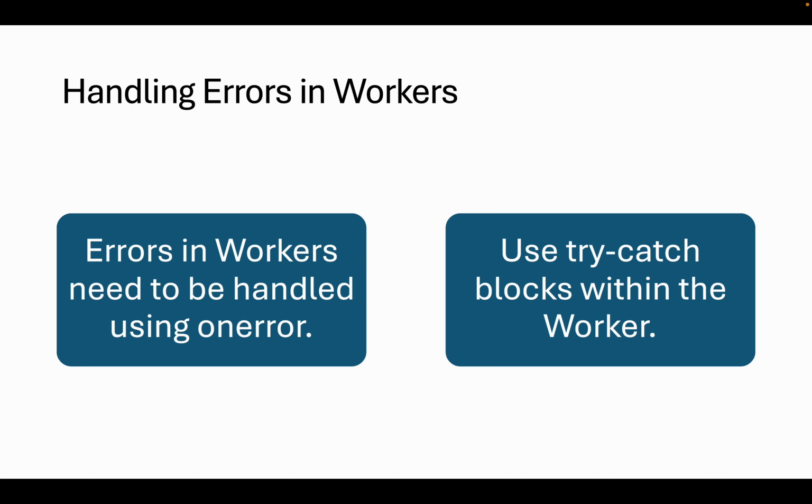Error handling. Error handling in workers is different. If an error occurs in the worker file, it won't throw directly in the main thread. Instead, you need to set up an onerror handler to catch any issues. Inside the worker, you can also use a try and catch block to handle errors locally, but again you have to rely on postMessage to send this error message to the main thread.